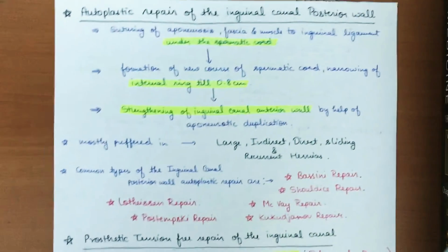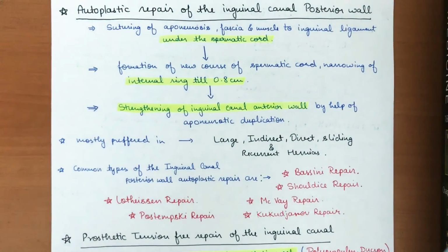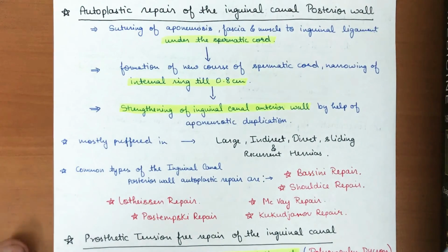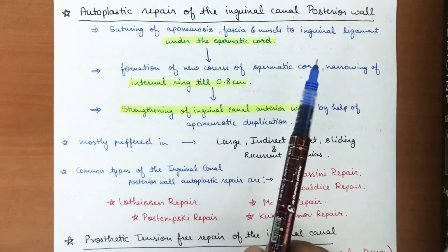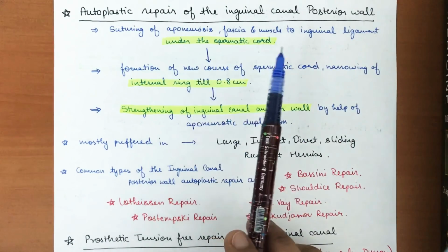Now the second method is autoplastic repair of the inguinal canal posterior wall. In this we will do the suturing of the aponeurosis, fascia and muscle to the inguinal ligament under the spermatic cord.